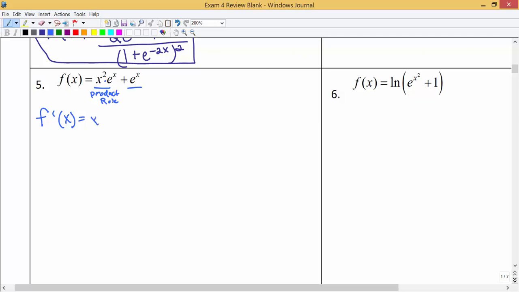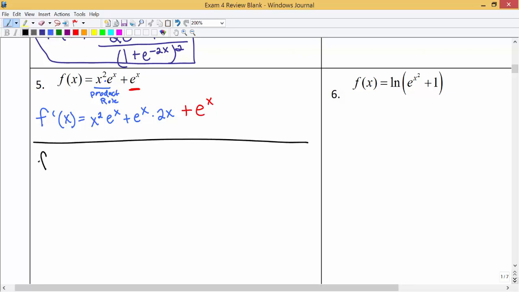So that would be the first, as is, times the derivative of the second. And the derivative of e to the x is e to the x, plus the second, as is, which is e to the x, times the derivative of the first. So the derivative of x squared would be 2x. Alright, now the second term, the derivative of e to the x, of course, is just e to the x. So that one is pretty simple.